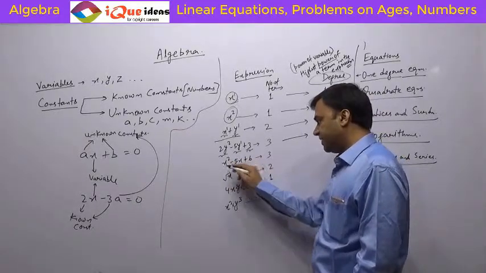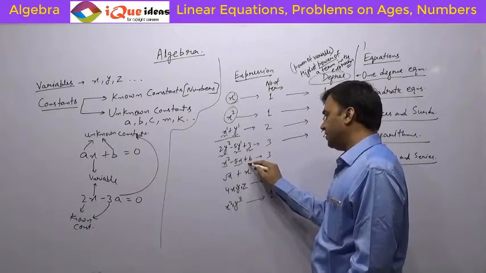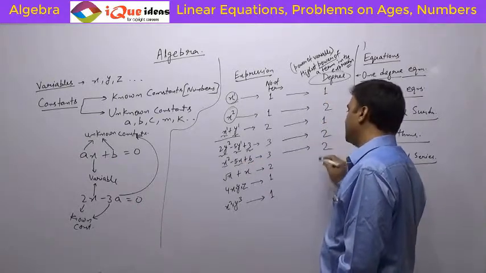X square minus 5x plus 6. Again, the power is 2 here. This is 1 power, this is 0 power. So here we can say the degree is 2.